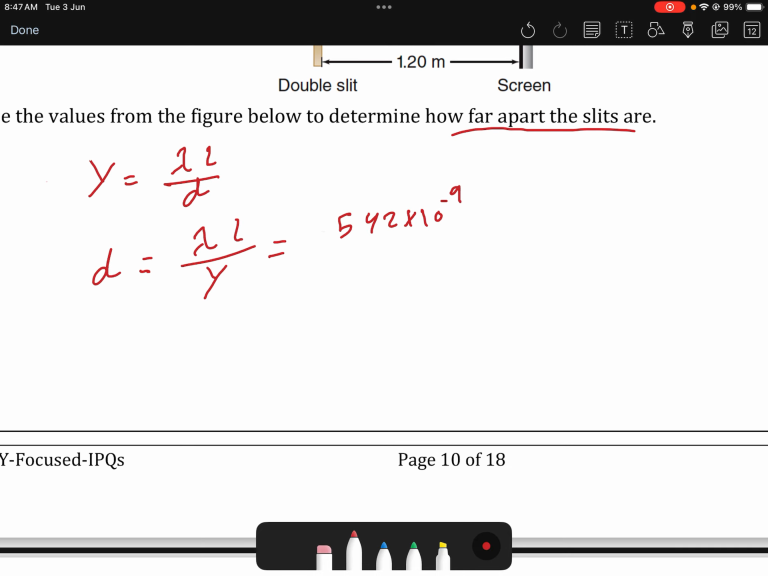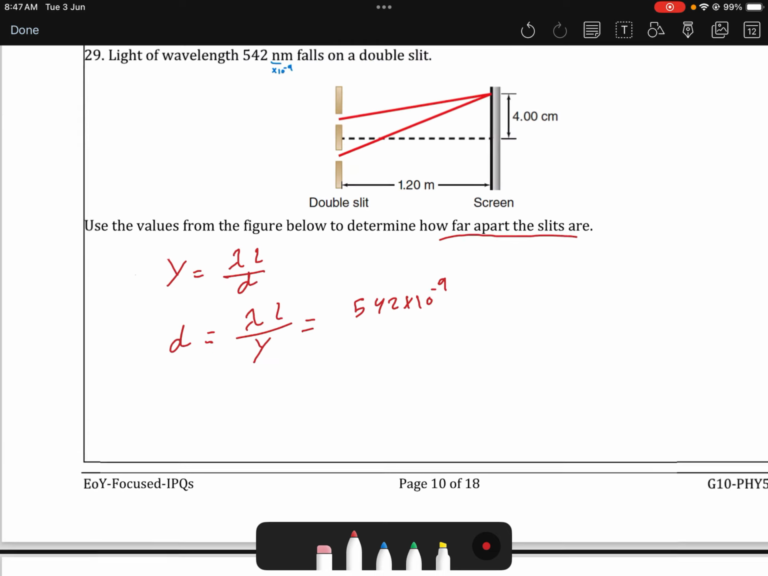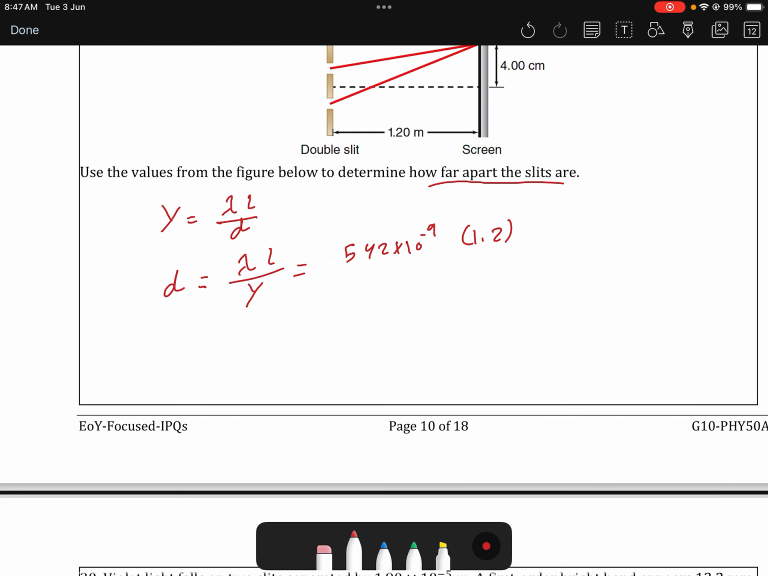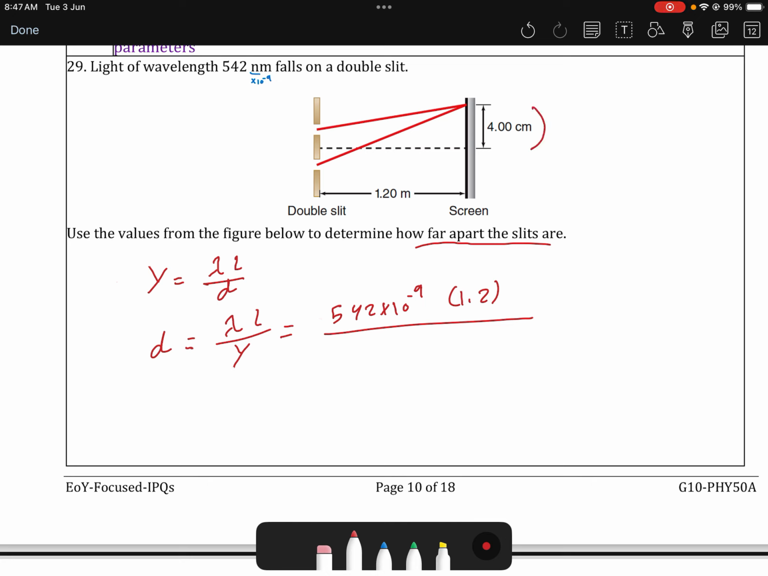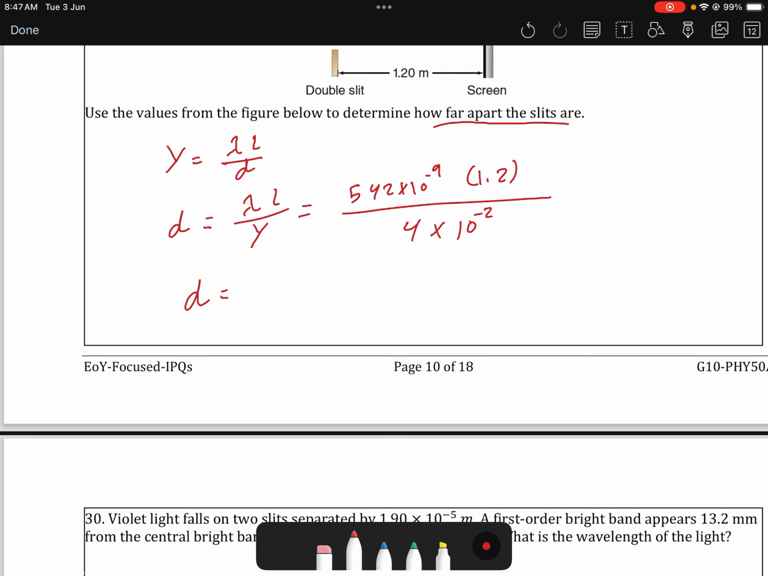Okay? So, again, let's complete now. L, what is L? L is 1.2, the distance between the slits and the screen. It's 1.2, over Y. Y is 4 centimeters. Of course, again, we need to be careful that we need to use all lengths in meters. Okay? So D, the distance between the slits, equals 16 times 10 power negative 6 meter, which is equal to 16 micrometer. Of course, you can leave it like this. You can write it like this. It's up to you. And it's not a big deal.